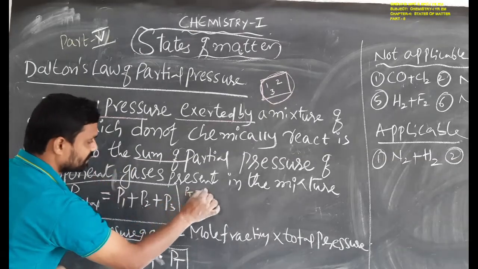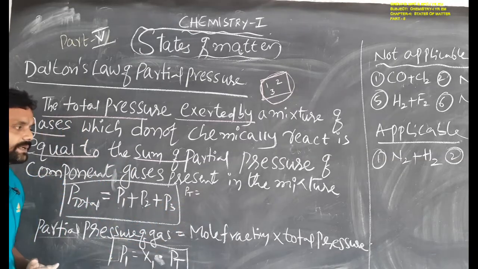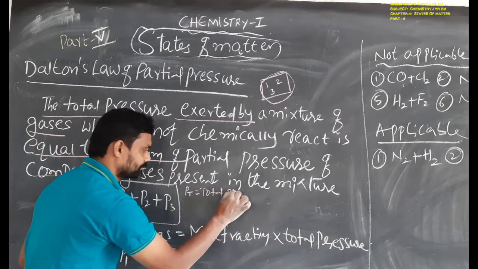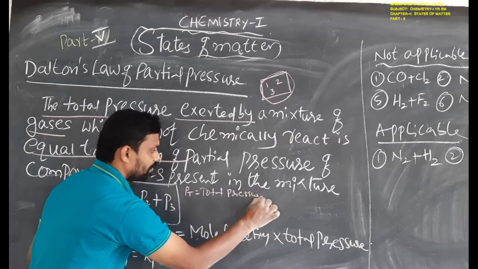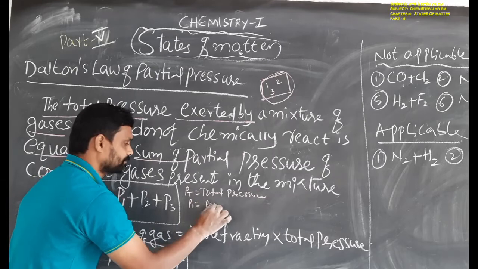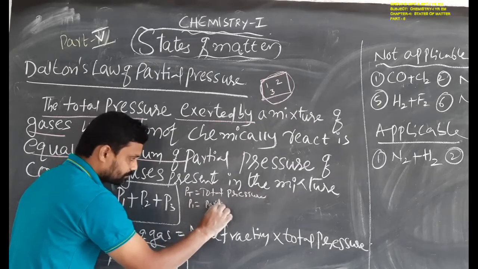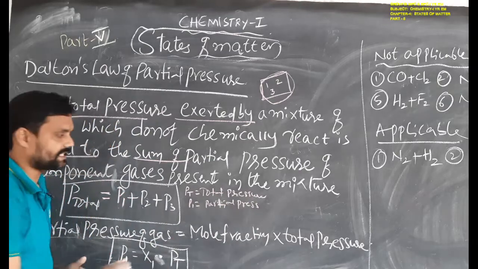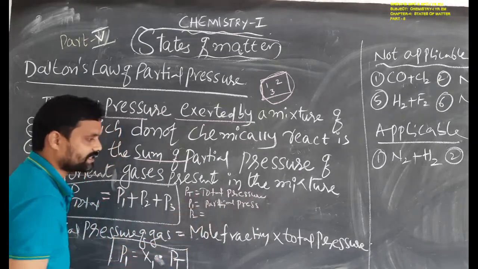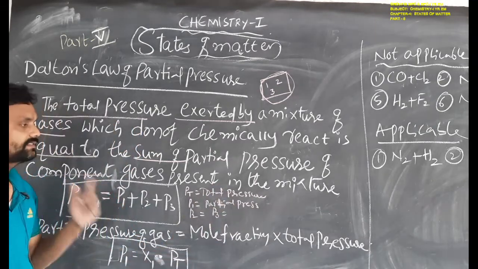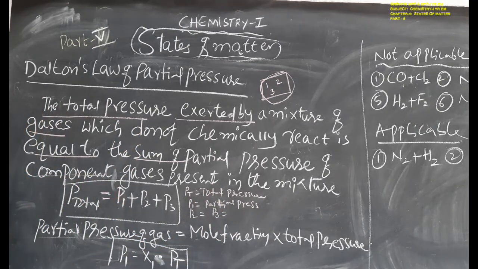Where P total is the total pressure of the mixture. P1 is the partial pressure of the first gas. P2 is the partial pressure of the second gas. Similarly, P3 is, what is that? The partial pressure of the third gas. So this is the meaning of Dalton's law of partial pressure.